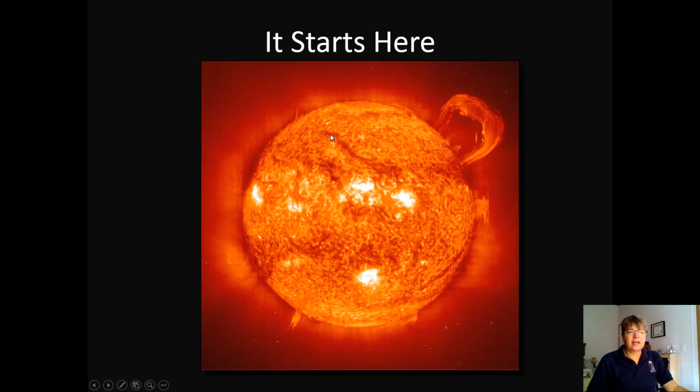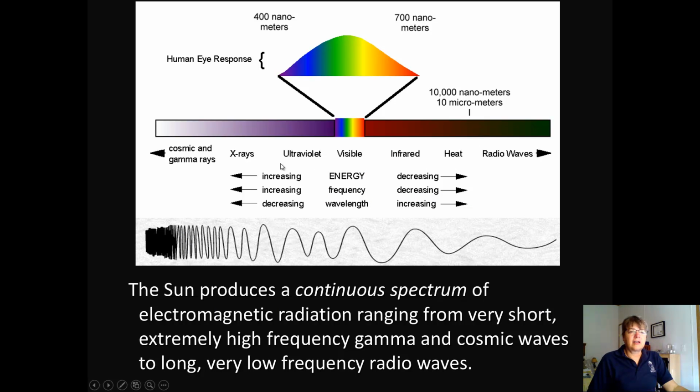So how it works, it starts with the sun, and the sun emits every part of the electromagnetic spectrum from cosmic and gamma rays all the way to radio waves, as well as visible light. This is why you and I can see. Now, you and I can see the wavelengths from purple/violet to red, which is 400 nanometers to 700 nanometers.